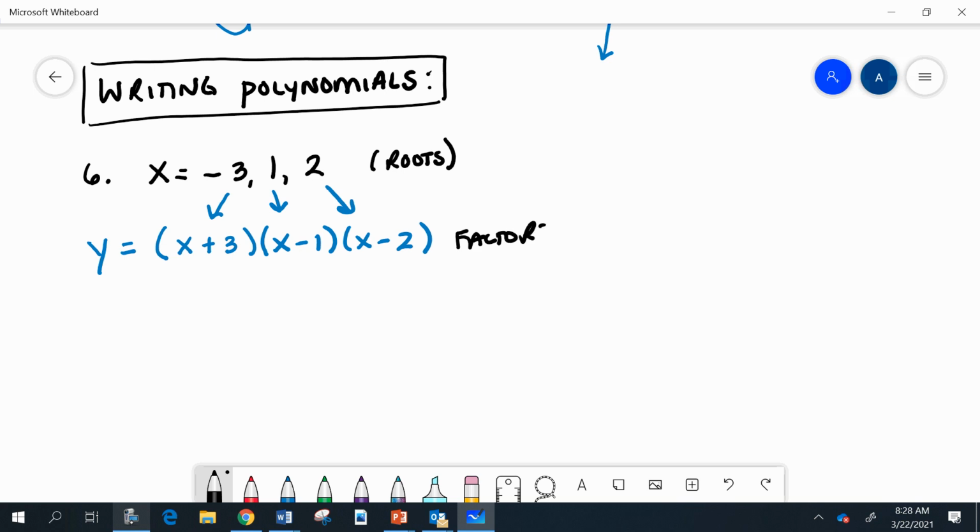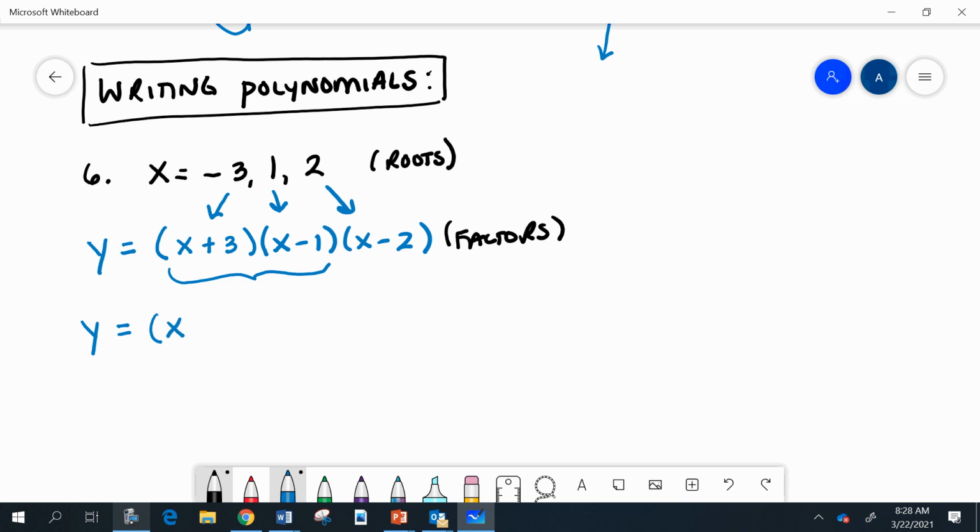These are the factors. So what we need to do to get this equation in standard form is just multiply everything together. You can stay with me in the video, or if you want to pick up the pace a little bit, you could hit pause and let's practice multiplying this out. So I'm going to start by double distributing these first two.